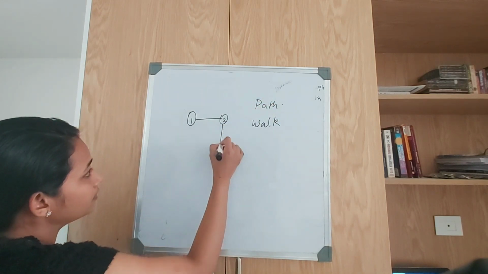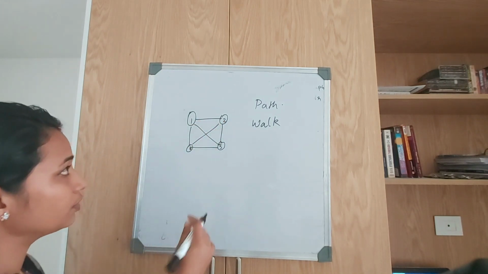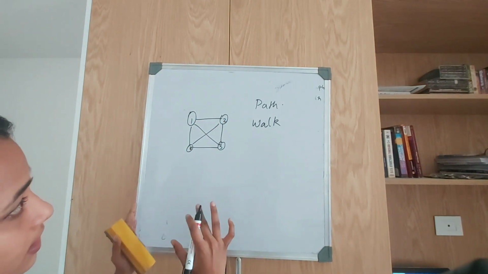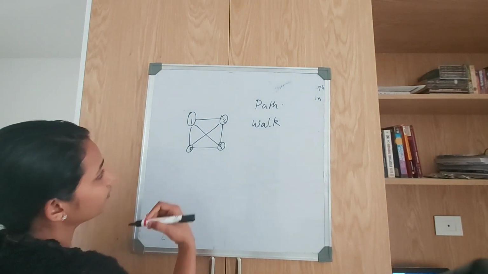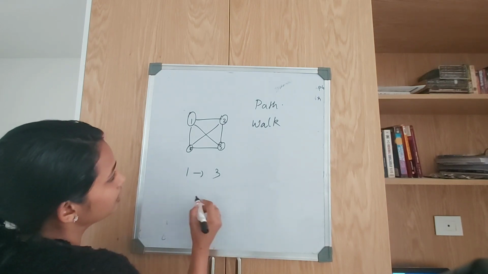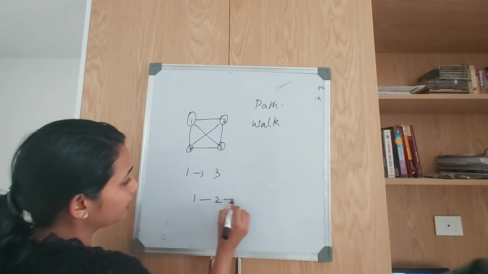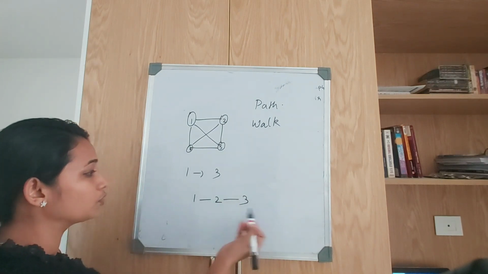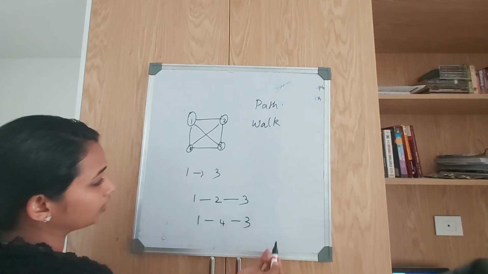So here, you can have a path for a directed or an undirected graph. This is an undirected graph. If I ask you to give me a path from 1 to 3, you can go from 1 to 2, then reach 3 from 2 to 3, or you can have another path from 1 to 4, then 4 to 3, right?